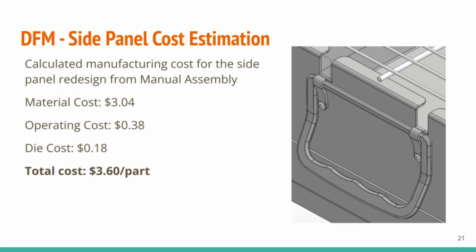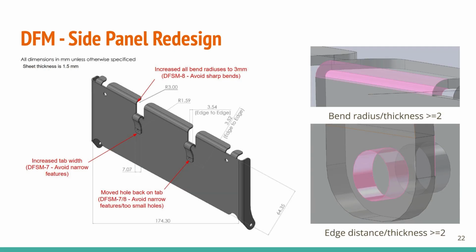We'll go ahead and start the design for manufacturing with the side panel redesign from design for manual assembly. So the material cost was $3.04, operating cost 38 cents, die cost 18 cents for a total cost of $3.60 per part. Moving on to the redesign, DfM Pro recommended a couple of things, which were that the bend radius over thickness ratio be greater than or equal to 2, and the edge distance from the edge of the hole to the edge of the flange, that over the thickness be greater than or equal to 2.